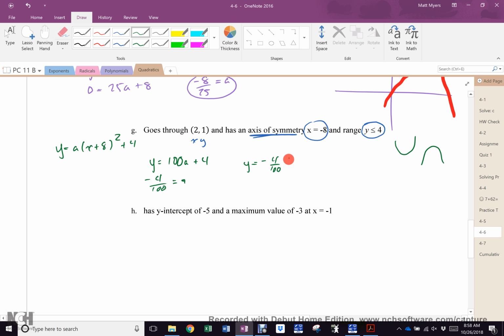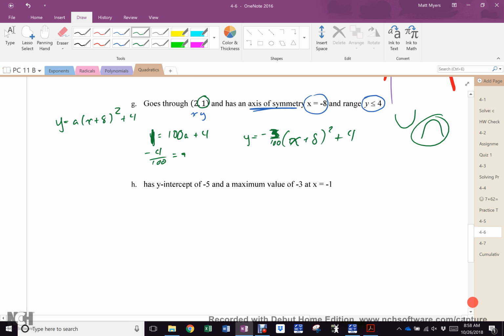Mr. Mose, I think it's 3 over 100. Negative 3. Oh, I forgot the 1. Yep, negative 3. Forgot that 1 for y. Thank you. Thanks, Ayaka. Y equals negative 3 over 100 times X plus 8 squared plus 4. And it would graph like that. Yeah? All right. Lastly, do we have everything we need here?